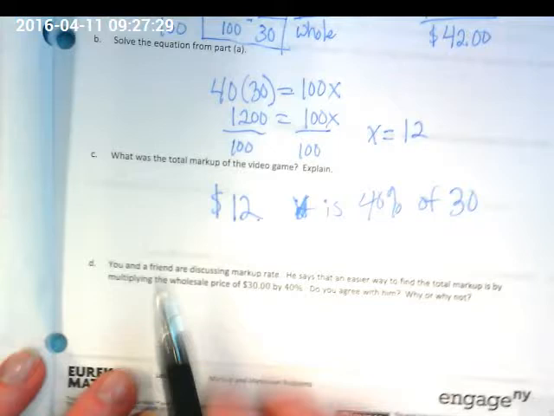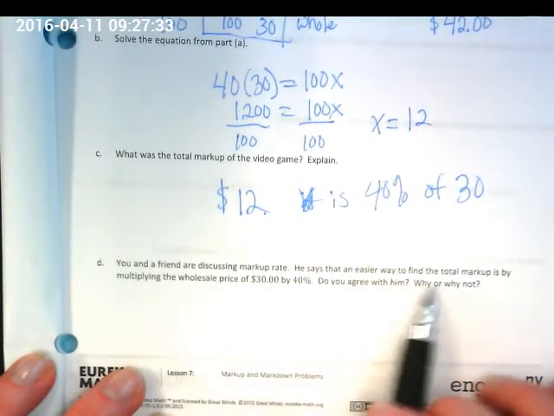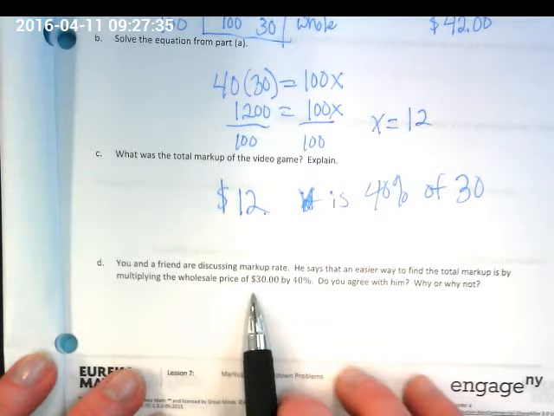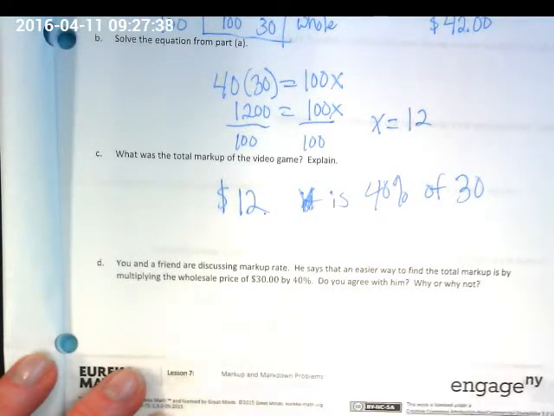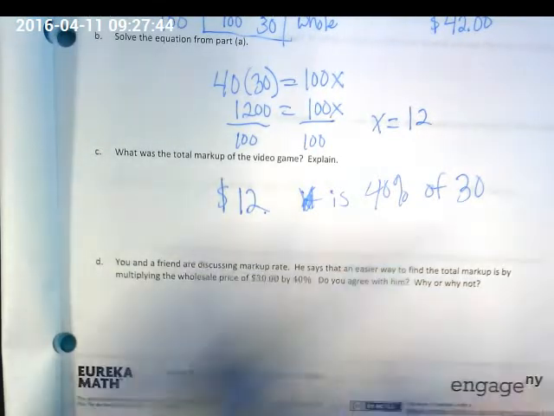Let's read this last question. You and a friend are discussing markup rate. He says an easier way to find the total markup is by multiplying the wholesale price of 30 by 40%. Do you agree with him? How would you multiply 40% in a calculator?